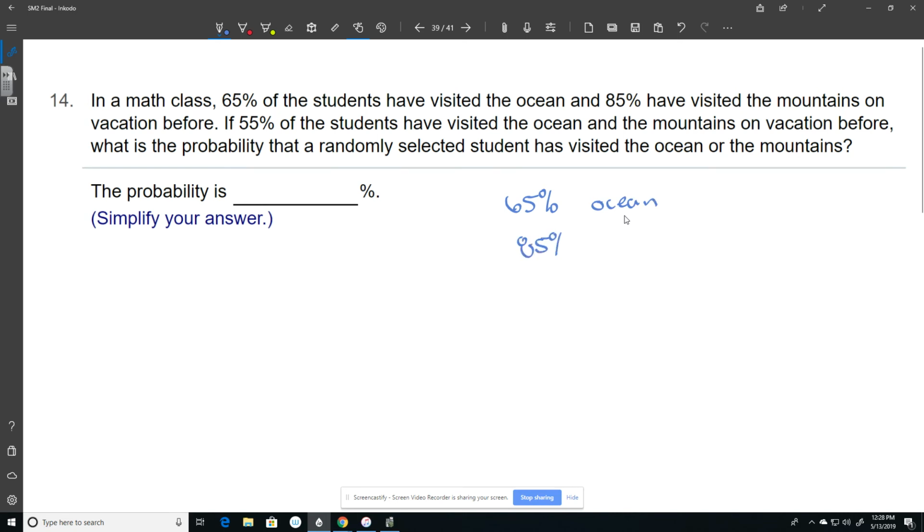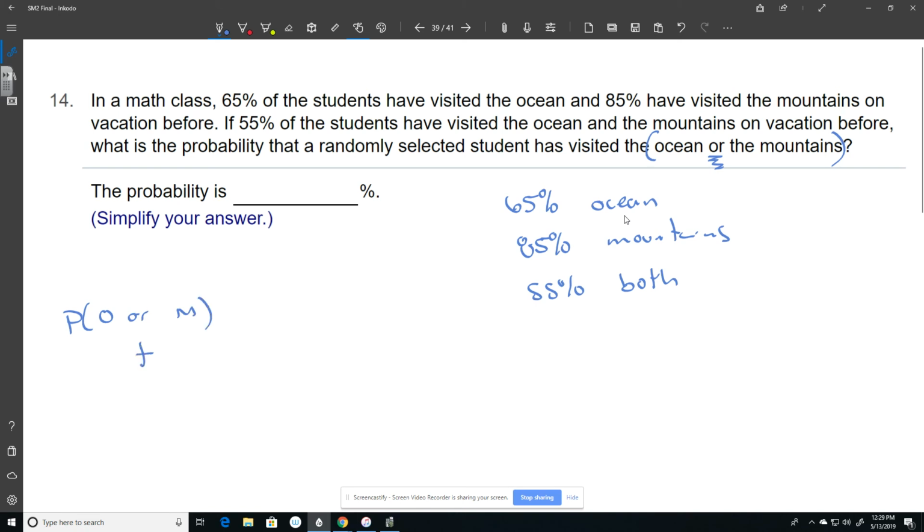85% have gone to the mountains. And 55% have done both, have gone to the mountains and the ocean. And it wants to know, what's the probability that you pick someone that has visited the ocean or the mountains? So I'm looking for the probability of ocean or mountains.